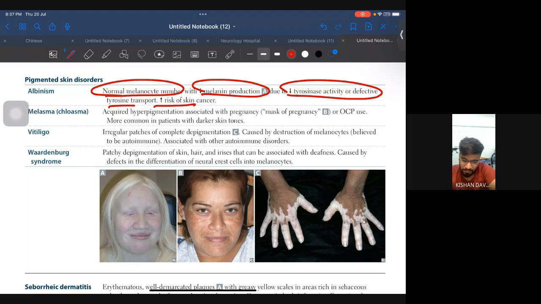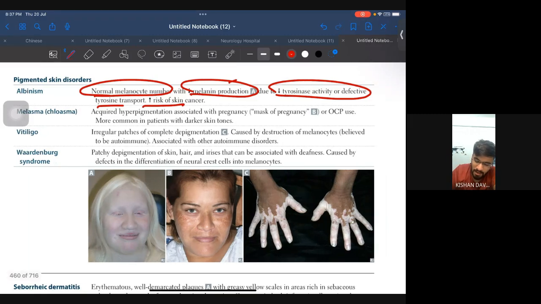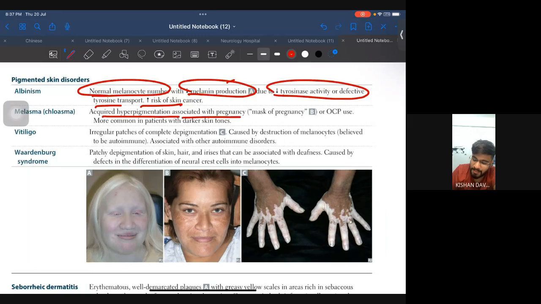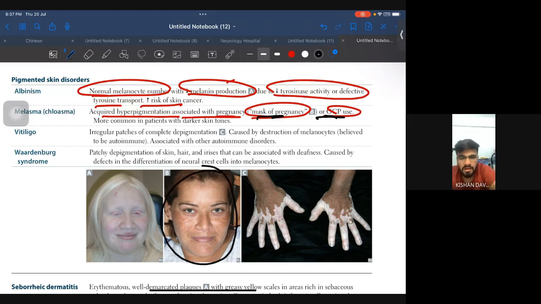All right. Now see, I told you normal melanocyte number. Melanocyte number is normal over here. Melanin production is decreased, and why is it decreased? Because of decrease in tyrosinase activity. All right, coming to the second, melasma. Acquired hyperpigmentation associated with pregnancy. That is the mark of pregnancy or OCP use. They will definitely give you either pregnancy or OCP use, and this image is very viral. You can see this mark over here. That is because of the pregnancy mark.